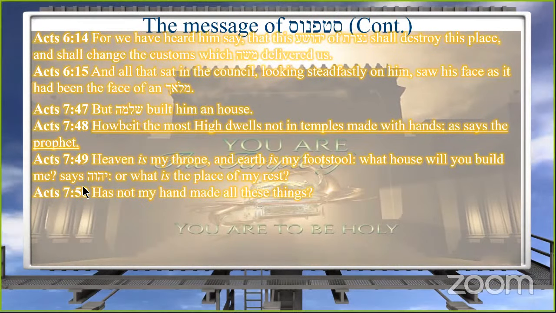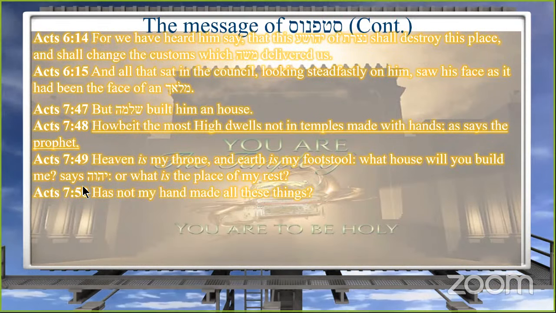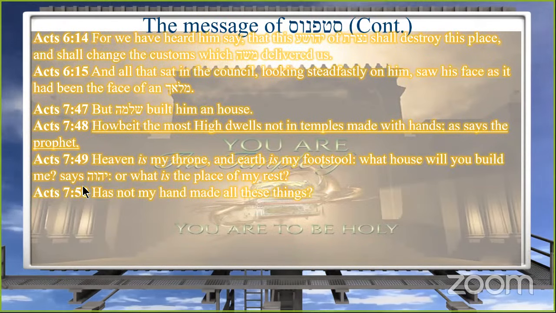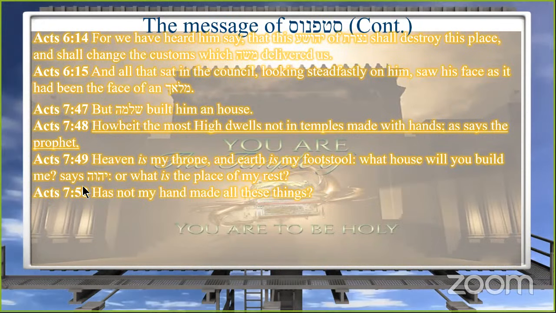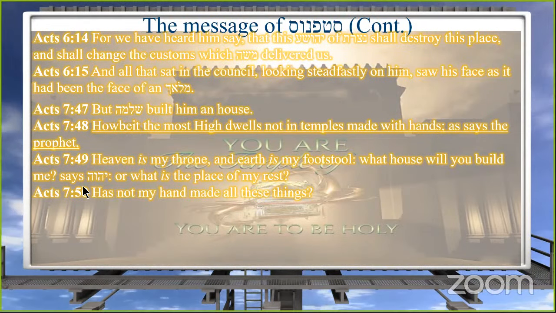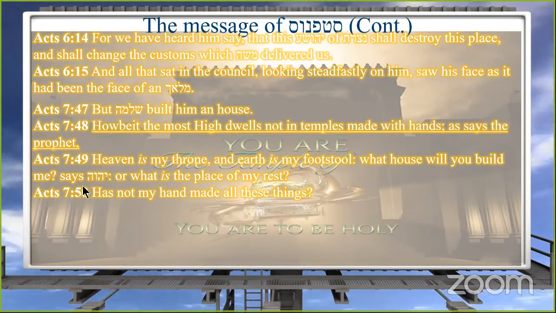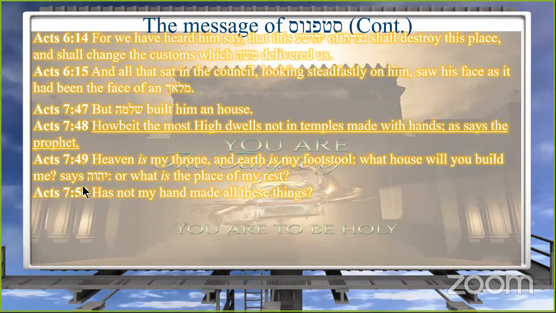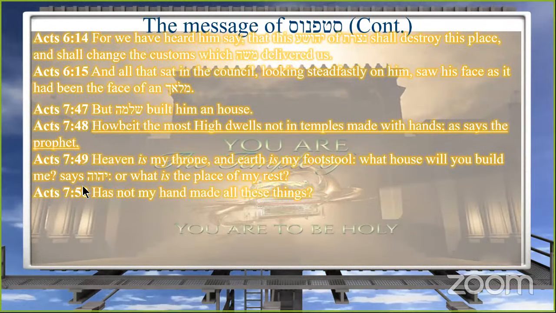Anyway, jump down to chapter 7, verse 47. He starts to give the story of what was happening. For our purpose, we're going to the temple, because this is what the portion is going to be talking about next week. It says, but Shlomo, or Solomon, built him a house. Howbeit the Most High dwells not in temples made with hands, as says the prophet: Heaven is my throne, the earth is my footstool. What house will you build me, saith Yahuwah, or what is the place of my rest? How would you guys answer that? That's a question that was said. How would you guys answer that question?